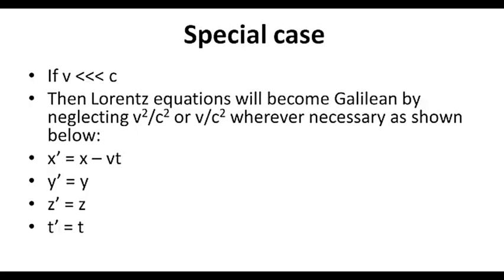As a special case, if v is very much less than c, the Lorentz equations will become Galilean, since v squared by c squared and v by c squared can be neglected. So x dash equals x minus vt, y dash equals y, z dash equals z, and t dash equals t. These are known as the Galilean transformation equations.